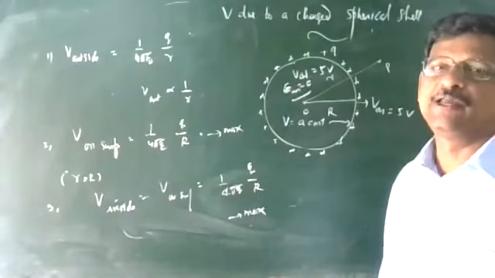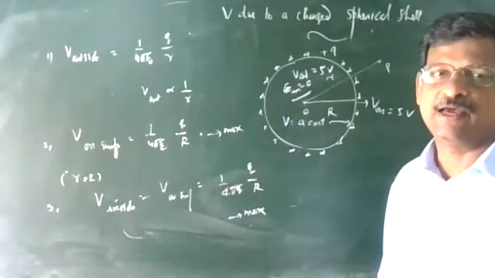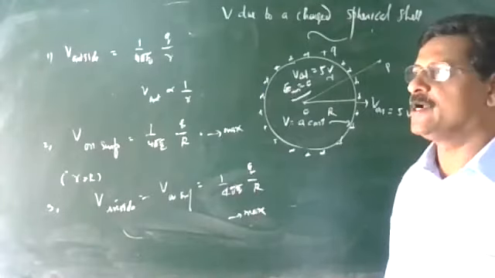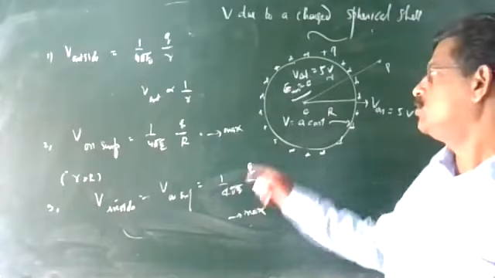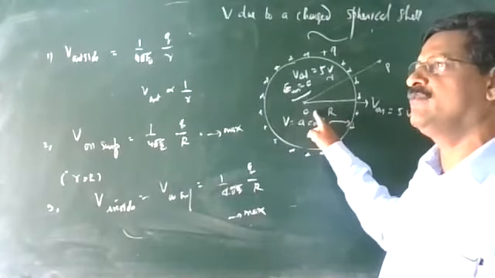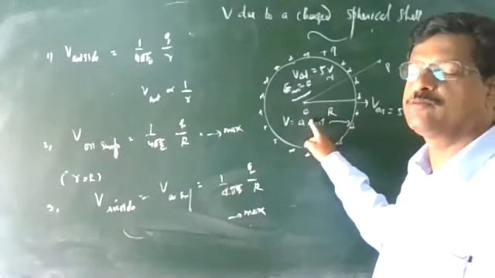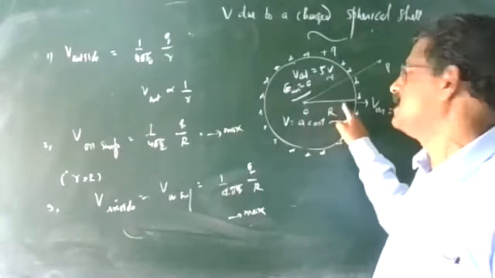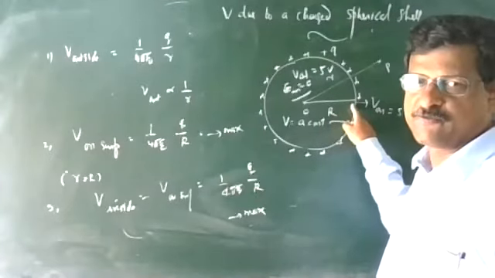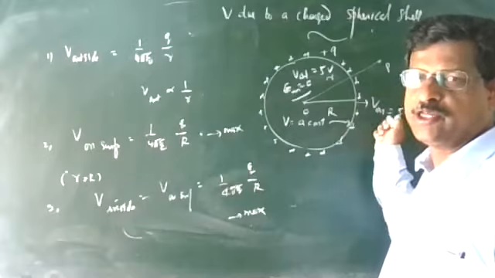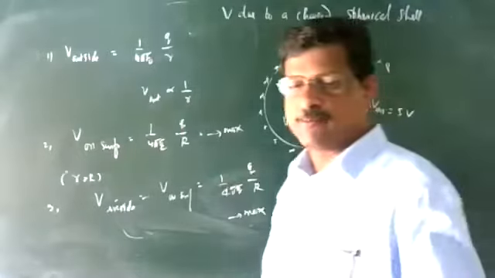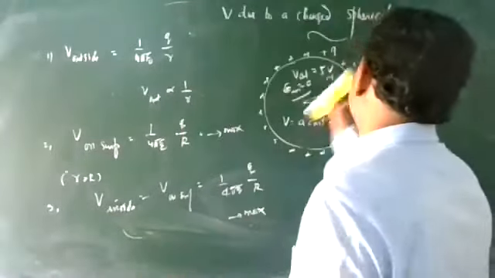We are asked to plot a graph between potential and distance. Inside, anywhere up to the center, the potential is constant, Q by R at any point inside. It is 5 volt and 5 volt throughout. On the surface we see it is 5 volt. After that it decreases as an inverse function. So this is the graphical representation of the variation of potential with distance.